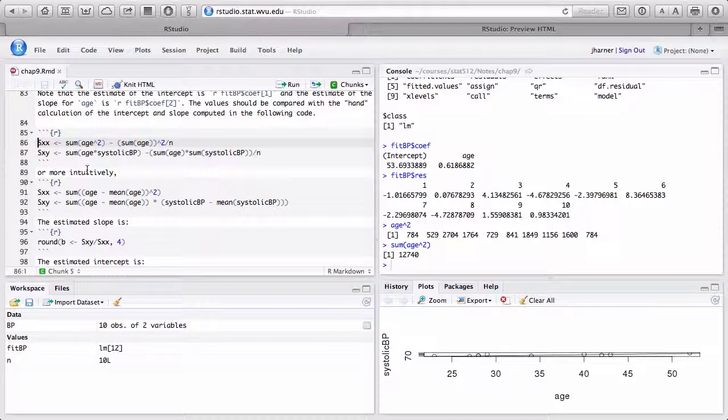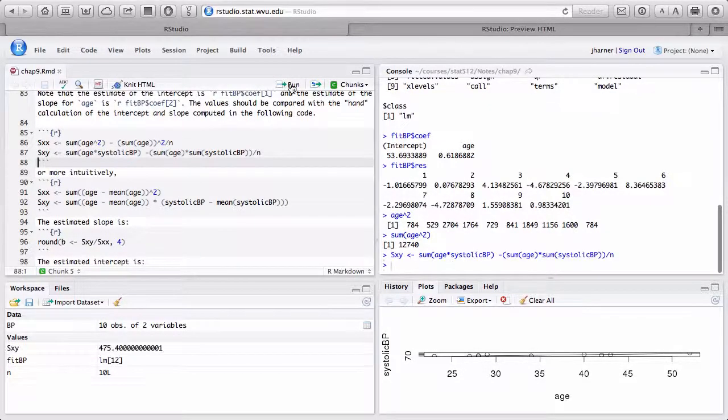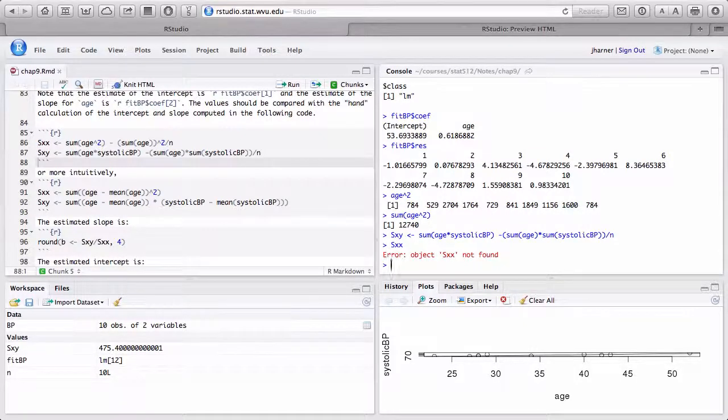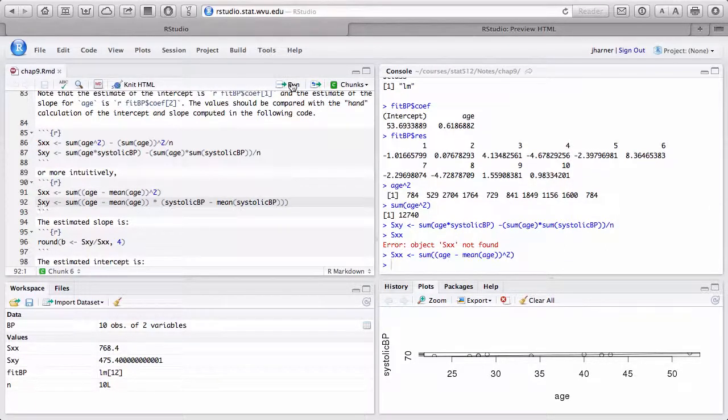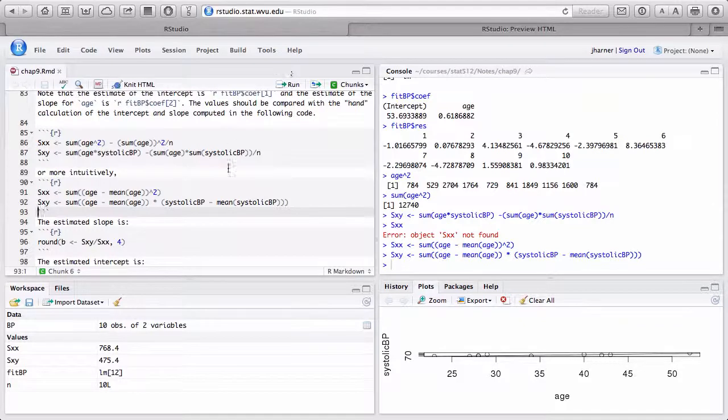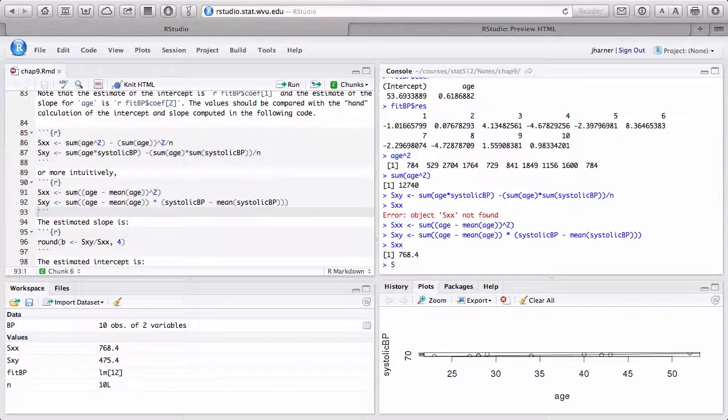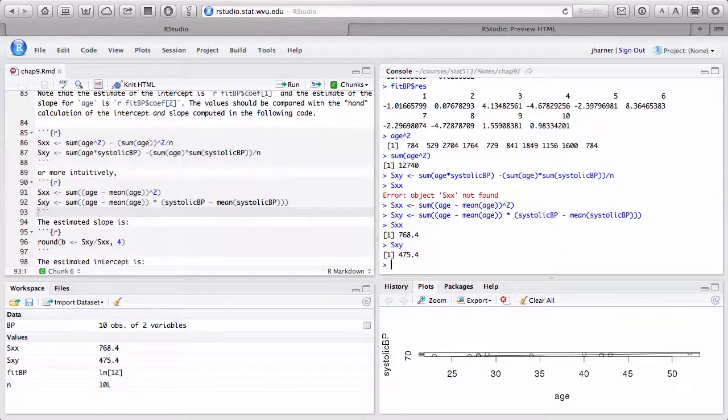So at this point, let me go ahead now and compute the sum across the corrected cross products. So at this point, I have S sub xx, but what happened here? Why didn't it put it in? I think you just skipped that line. Oh, I skipped that line. Okay, so there it is, and I'll do that again. And now if I type out S sub xx and then S sub xy, those are what are computed, right?